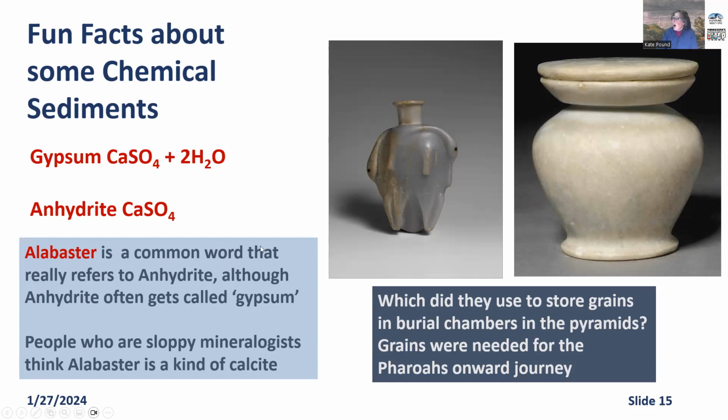Now, here's just a little note. Alabaster is the common word that technically refers to anhydrite. That's the rock made out of the calcium sulfate. But people are awfully sloppy, and anhydrite often gets called gypsum. And there's another problem. There are sloppy mineralogists who think that alabaster is actually a kind of calcite. So that's just a heads up, and that's a nice little story.